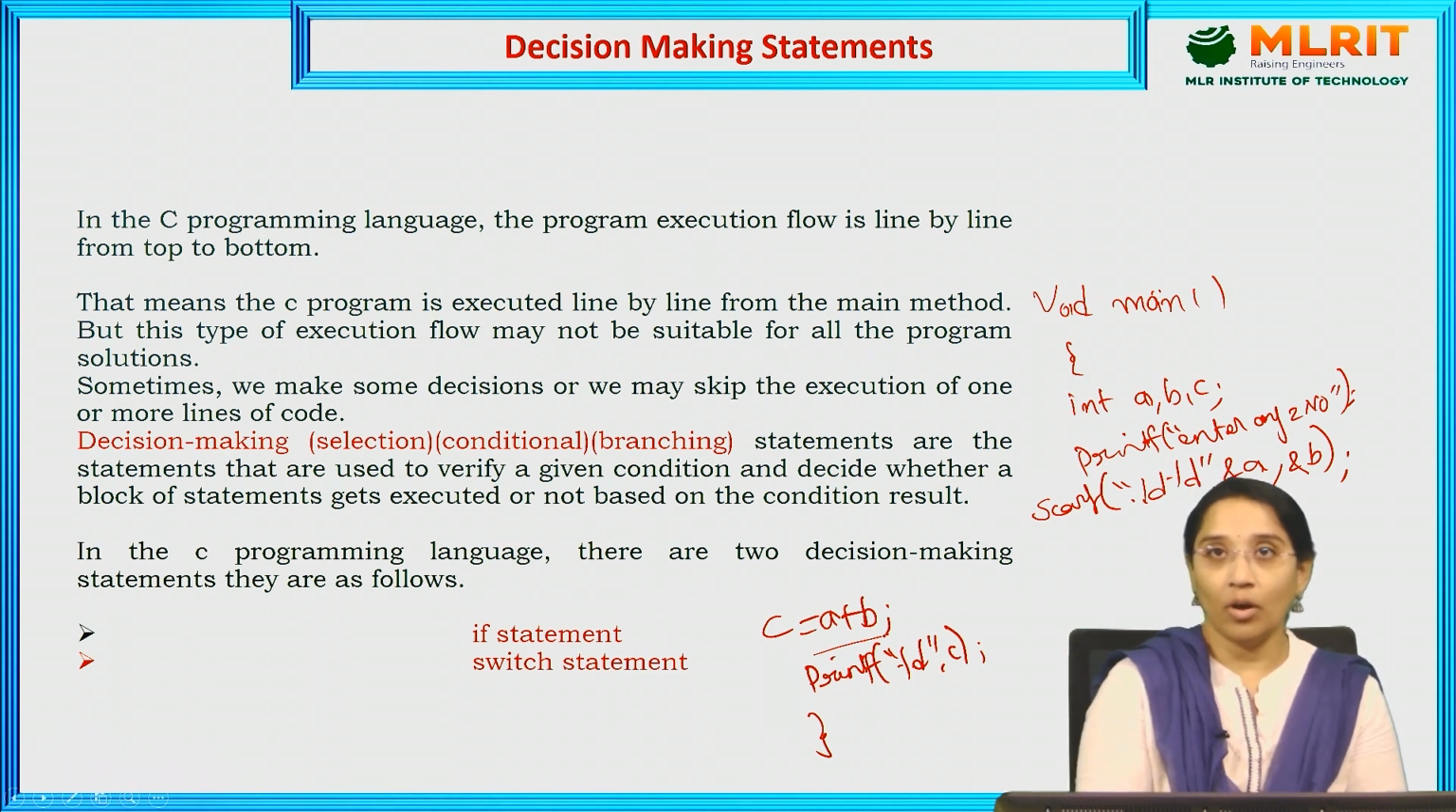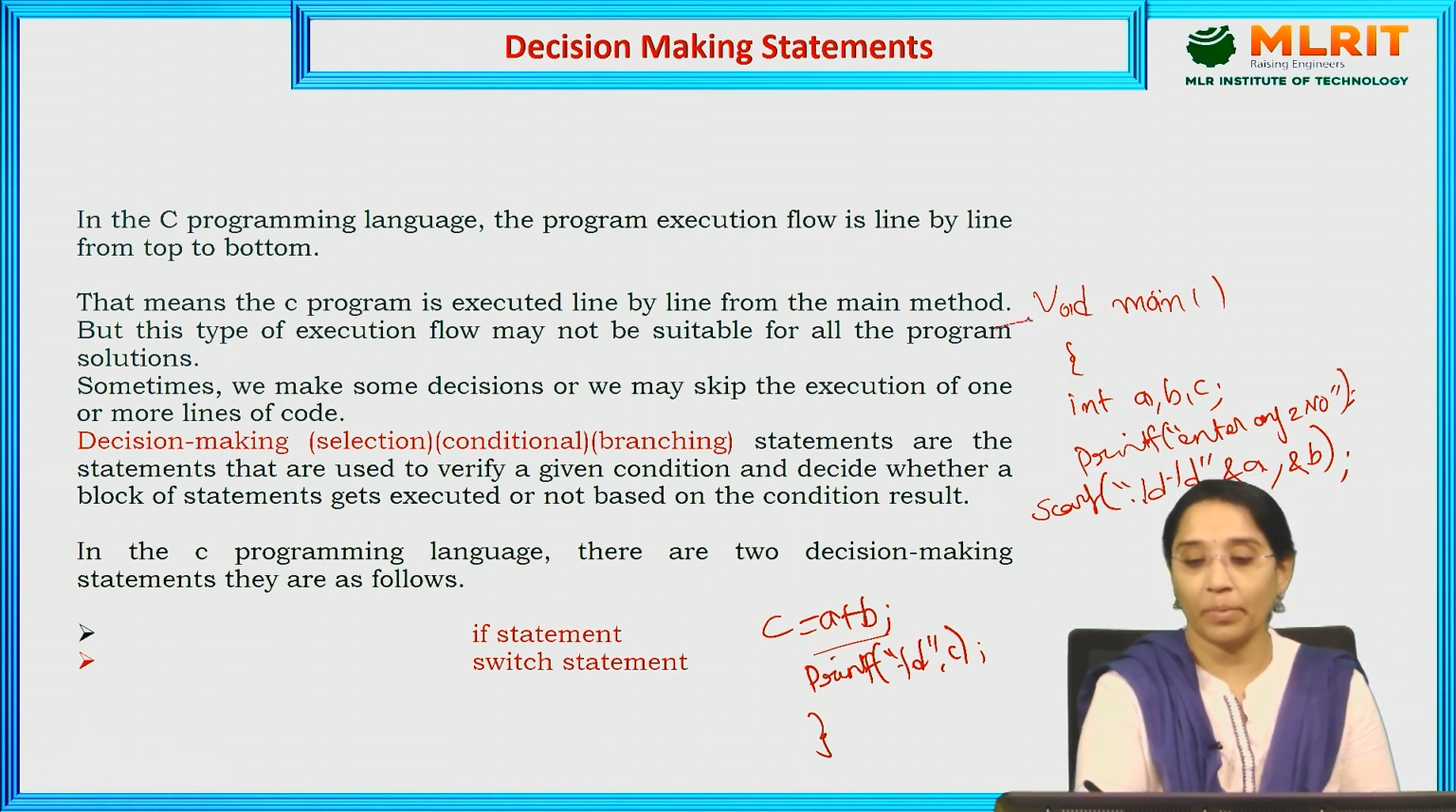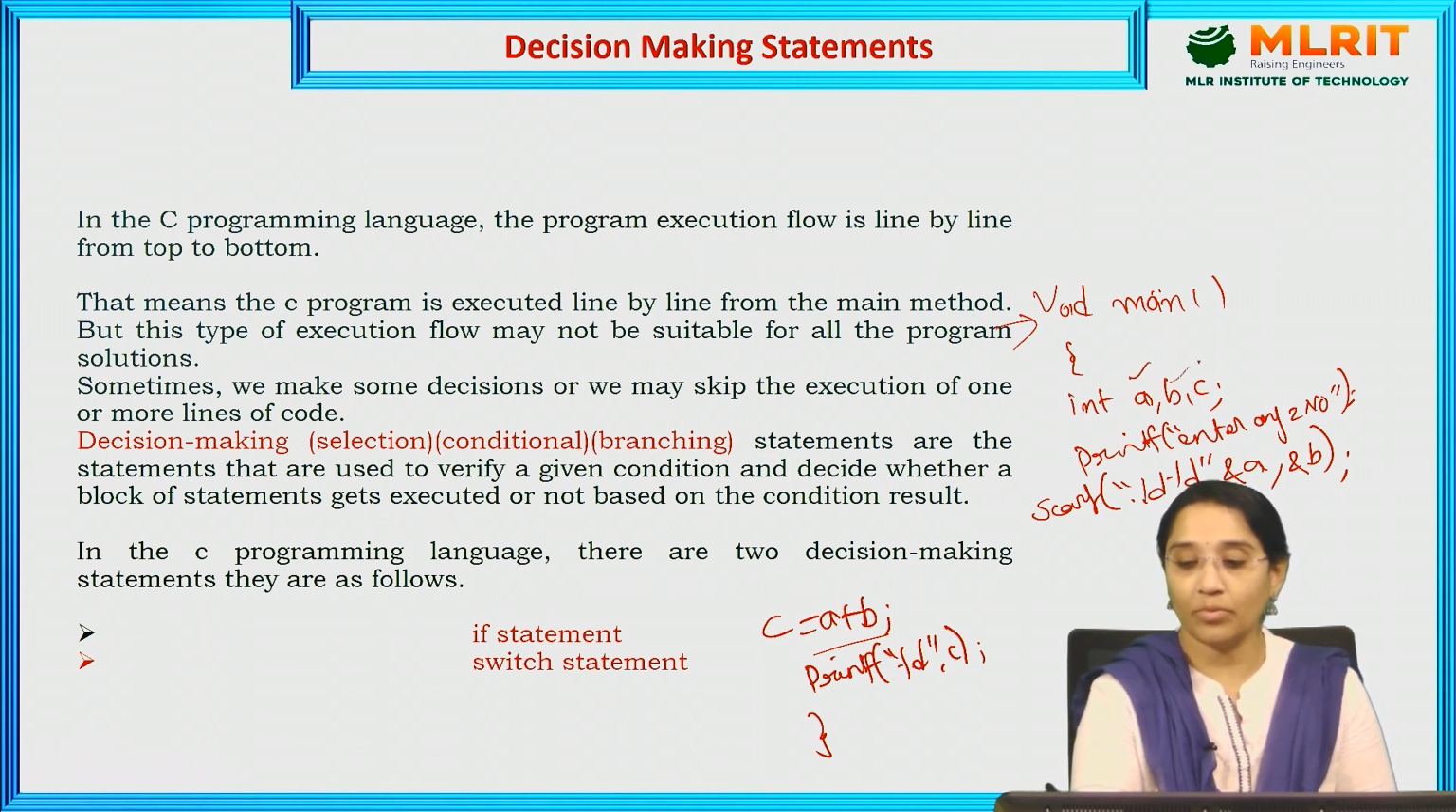Here, program execution starts from the main section, and variables are declared. So when the control comes here, execution starts from here. The declaration int A, B, C declares three variables, and printf says enter any two numbers. Through the scanf function we have given the input, and C is equal to A plus B is the logic.